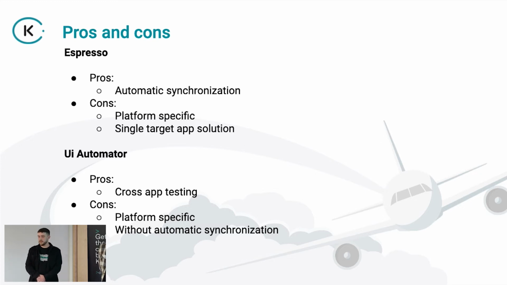The main disadvantage is that it's platform specific and that it's a single target app solution, which means that you are not able to switch between the apps during the test run. Then we have UI Automator, which allows us this cross app testing. So for example, in our case, we are using it for testing boarding passes which are open in PDF reader and stuff like that. But of course, there are some disadvantages. The main thing is that it's missing automatic synchronization, so you need to explicitly say how long it needs to wait before continuing.